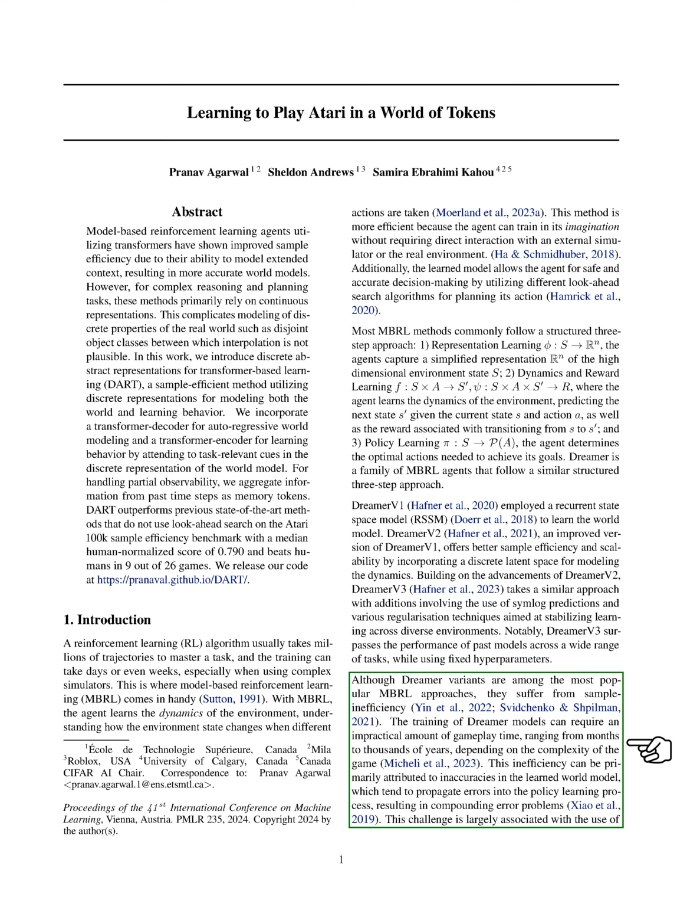However, Dreamer models are not very sample efficient. Training them can take an impractical amount of time, ranging from months to thousands of years, due to inaccuracies in the learned world model. These inaccuracies lead to errors in decision-making, especially in complex scenarios.